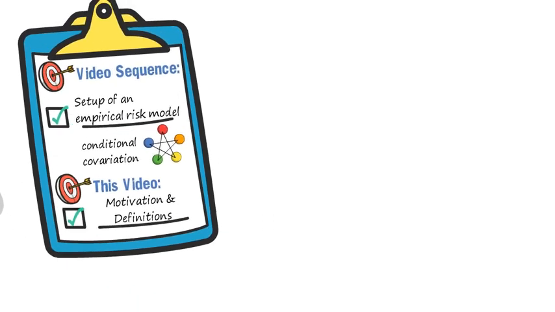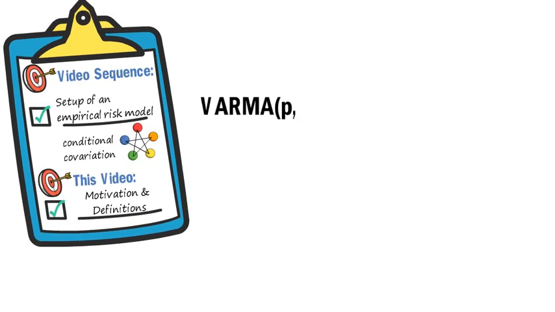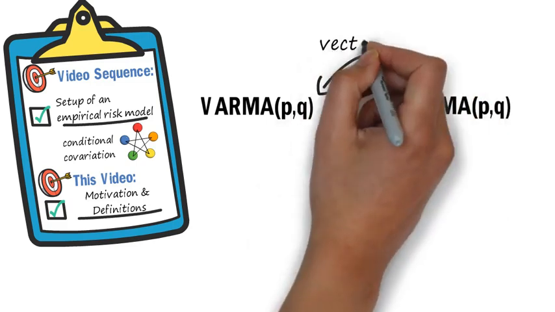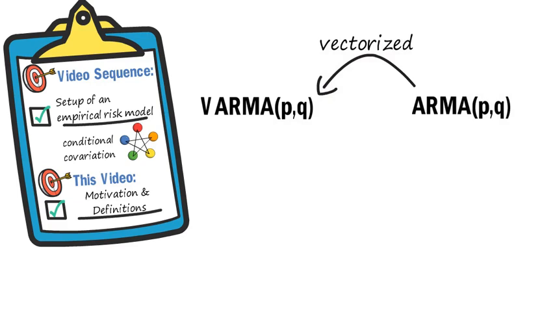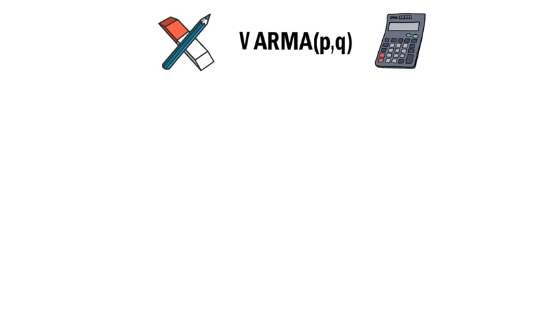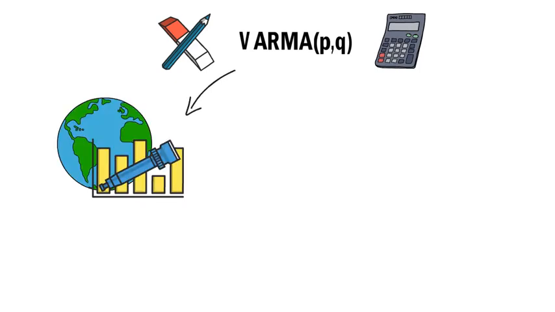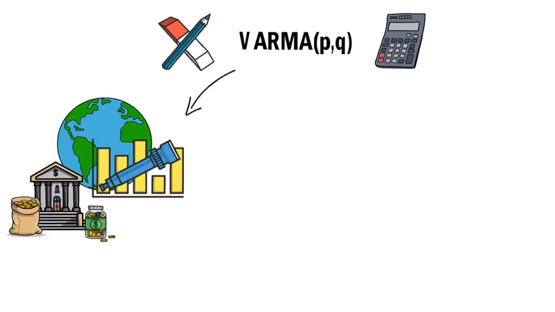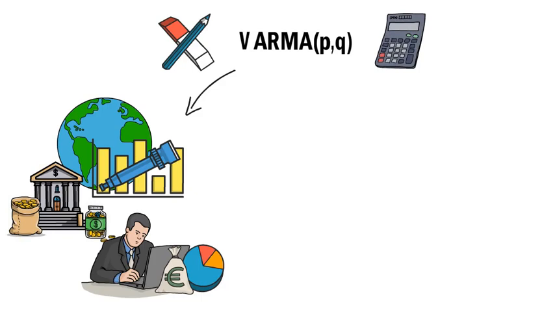So let's start. A VARMA(p,q) model is simply a vectorized version of an ARMA(p,q) model. The additional degree of complexity is that different variables are allowed to co-move with each other. VARMA(p,q) models are heavily used in empirical macroeconomics, in macrofinance, and investment management. They allow a quick glance into how a dynamic system behaves.